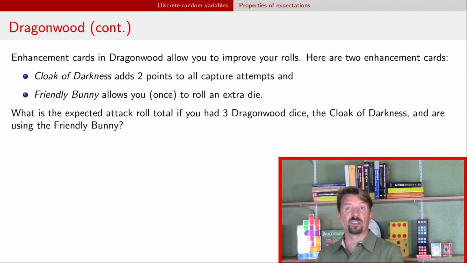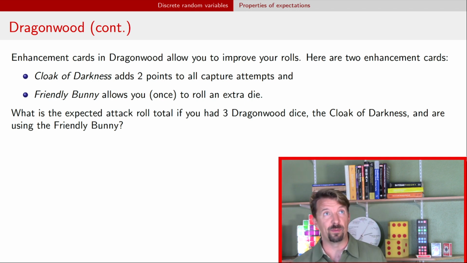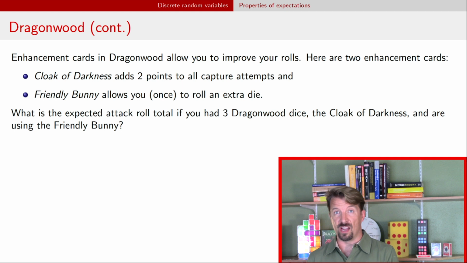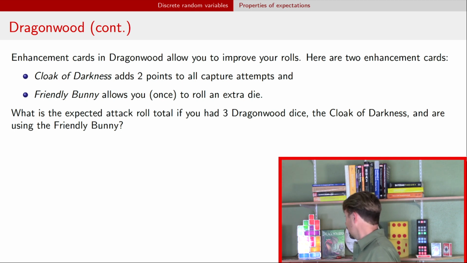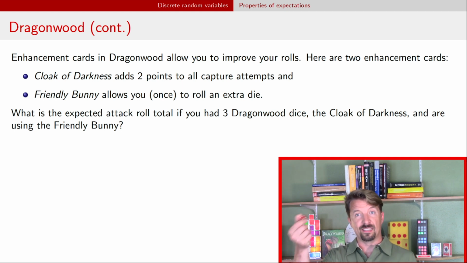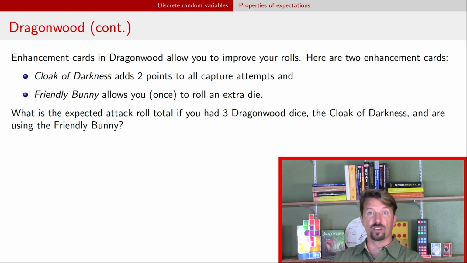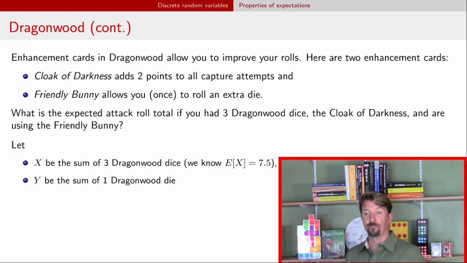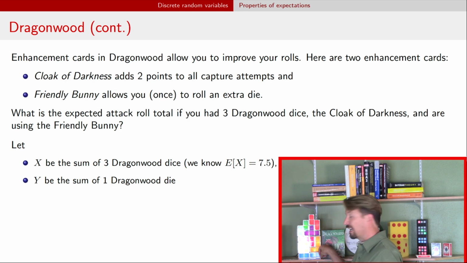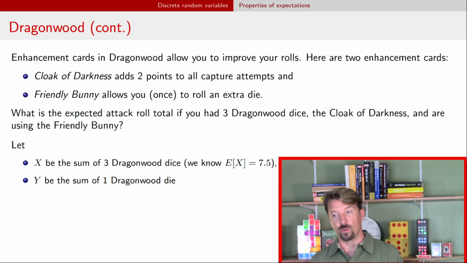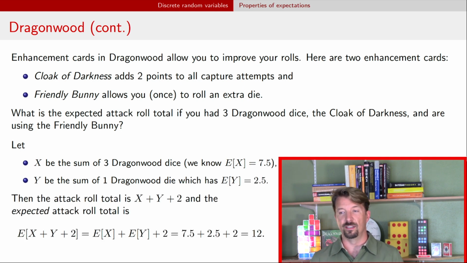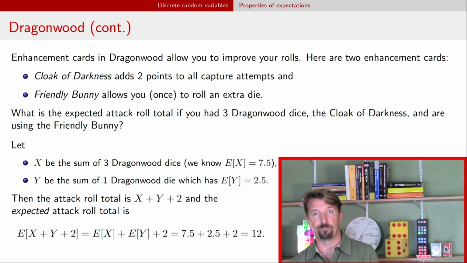Well, using the properties of expectations on the previous page, we already know what the expected value of the 3 dice is. That was 7.5. And we talked about one more die coming from the Friendly Bunny. Its expected value is 2.5. And the Cloak of Darkness always gets us 2, so that's a constant. So what we have is this setup. x is the 3 dice, y is the 1 die. The expectation of x plus y plus the constant is just the expectation of x plus the expectation of y plus that constant, for a total of 12. That's the expected die roll in that scenario in the game.